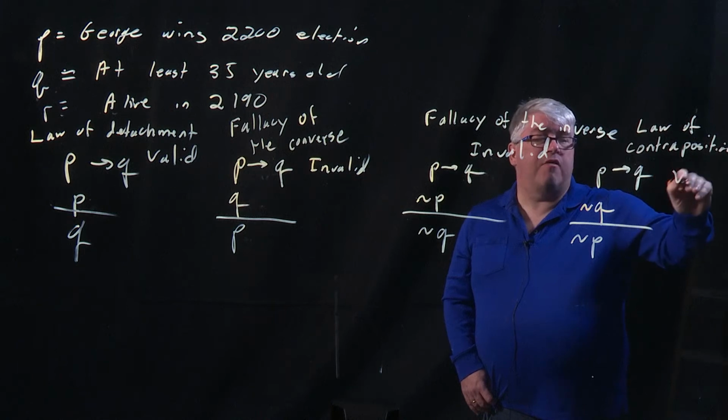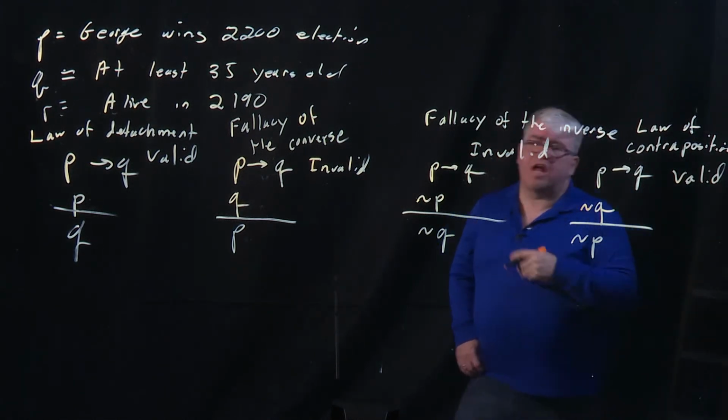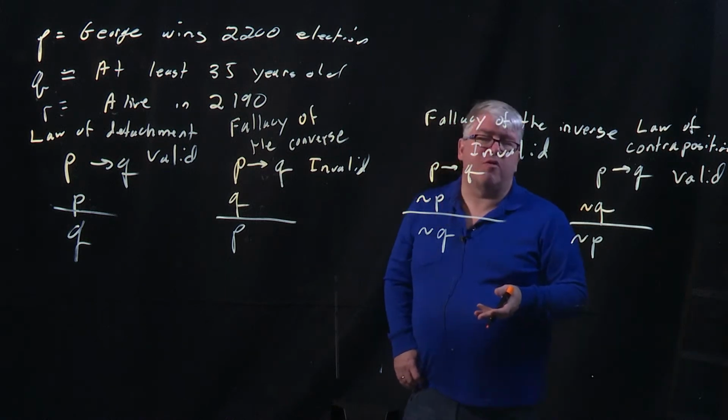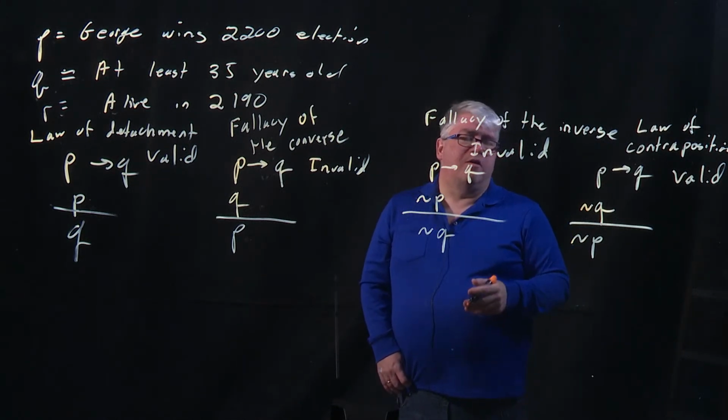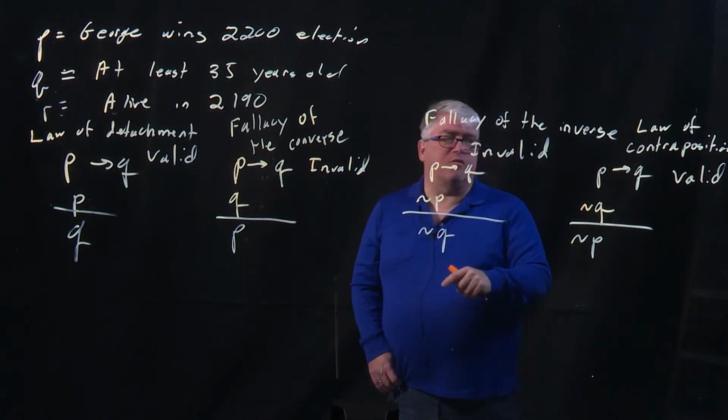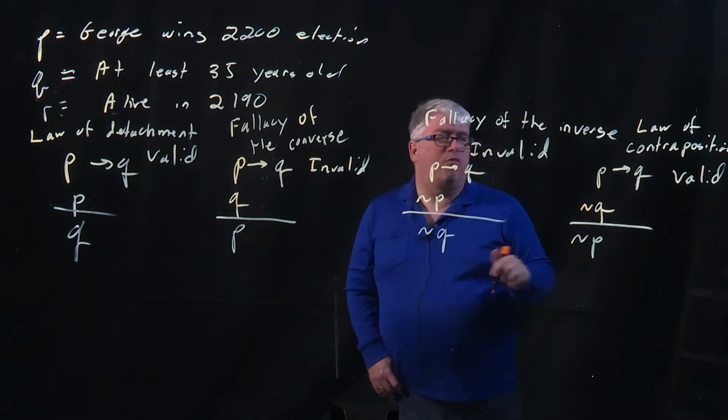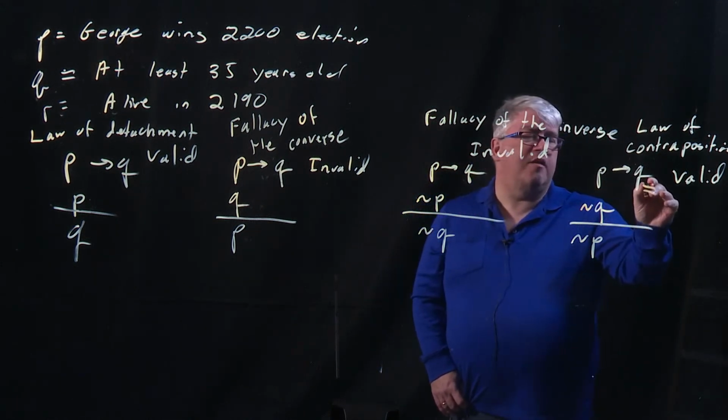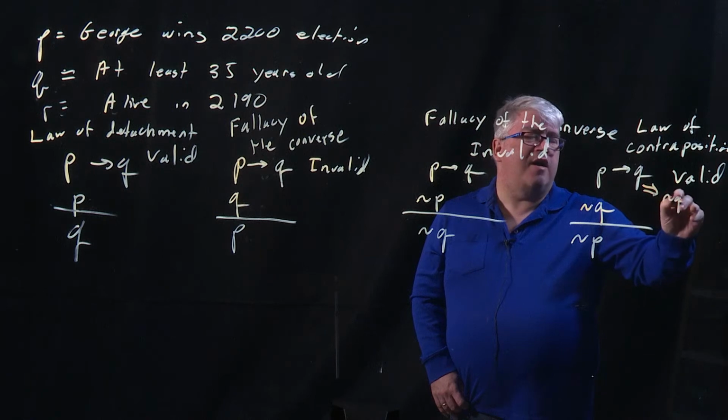And this one is valid. So it's not in my videos, but there is something called a contrapositive, which is considered to be the same as the original. So this P arrow Q is considered to be the same as not Q arrow not P.